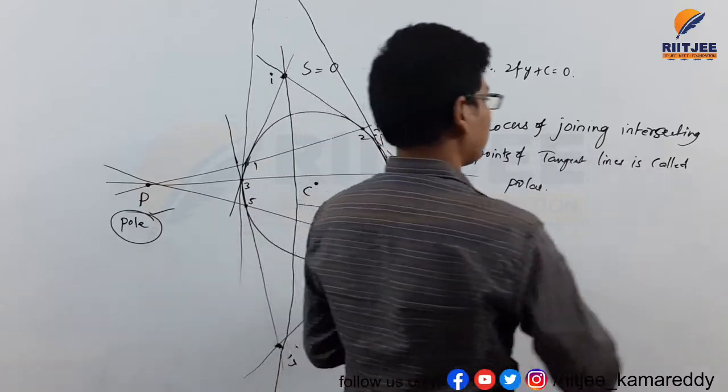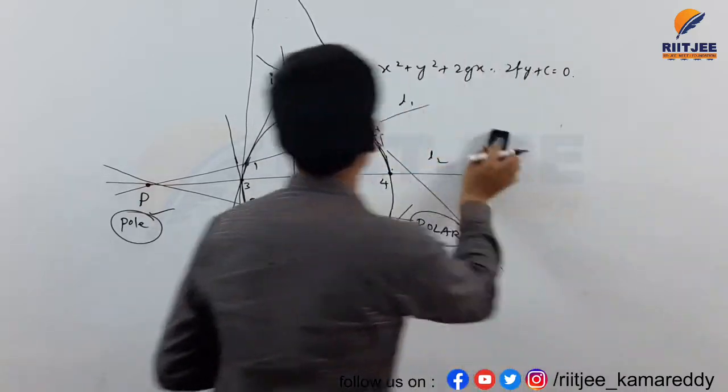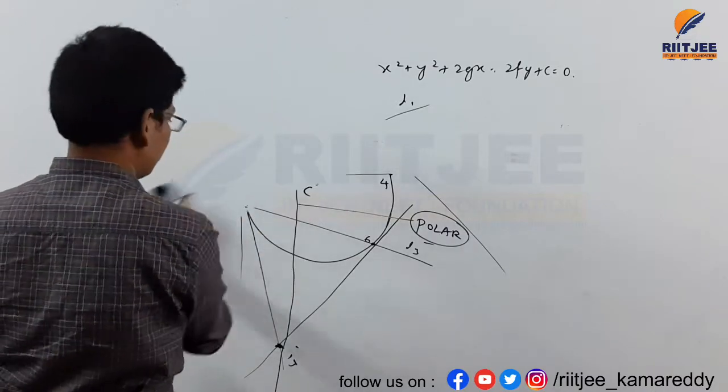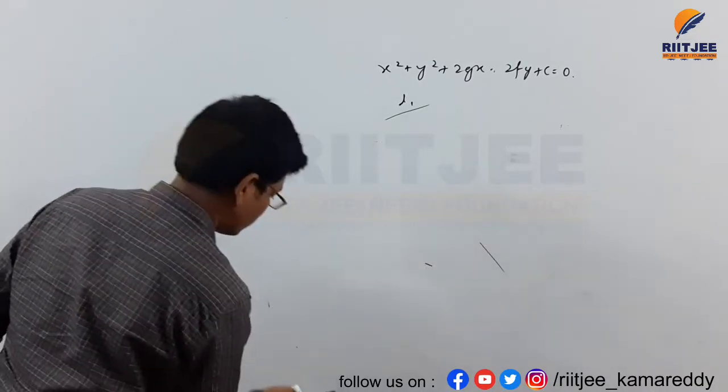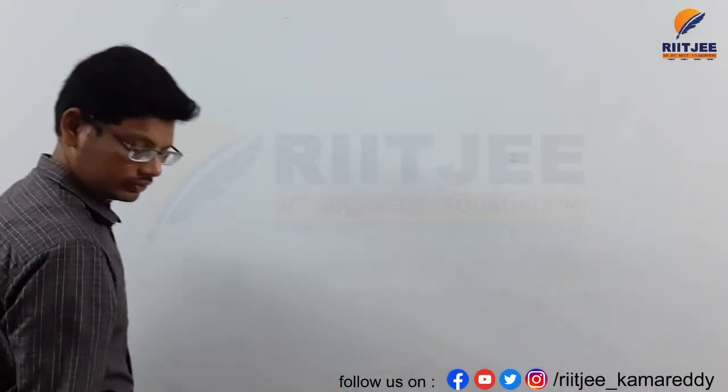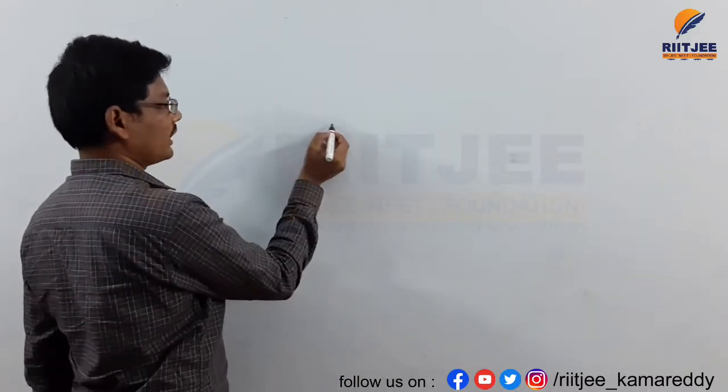Listen carefully. I am repeating once again from a small diagram. Pole and polar, I am repeating once again, so you will get clarification here. I am taking a small circle here.